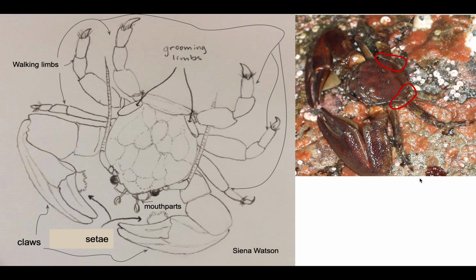So one of the major differences between flat top crabs and other true crabs is that their back legs are reduced and used for grooming. And another thing about them is that they can detach their claws, which will continue to claw vigorously for a little while after, and they can then regrow their claws.